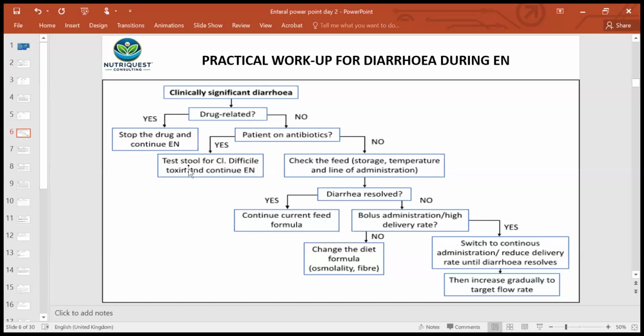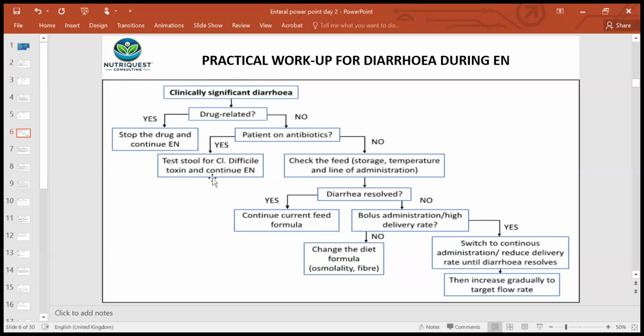If yes, test stool for Clostridium difficile toxins and continue enteral nutrition. So if the patient is on antibiotics, then you need to test stool for Clostridium difficile, which is quite common to cause diarrhea for patients who are on antibiotics.